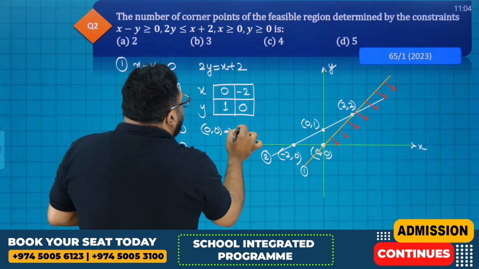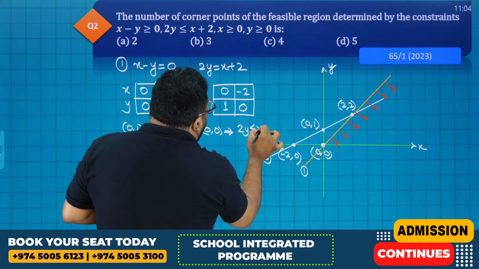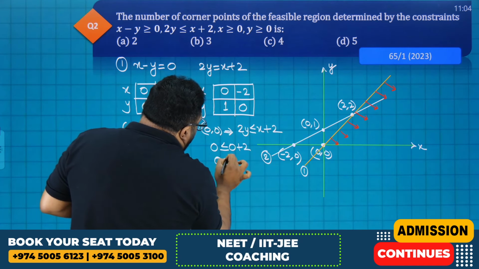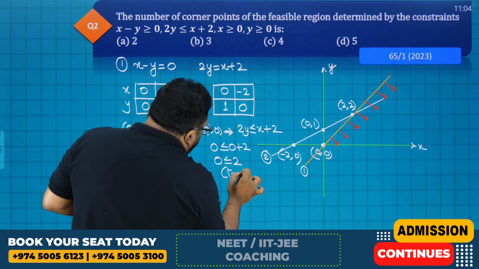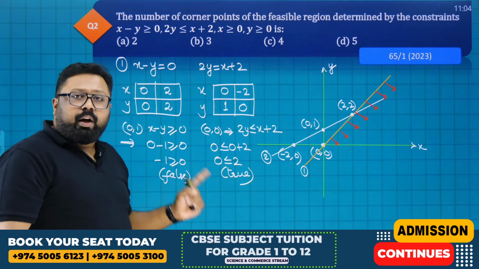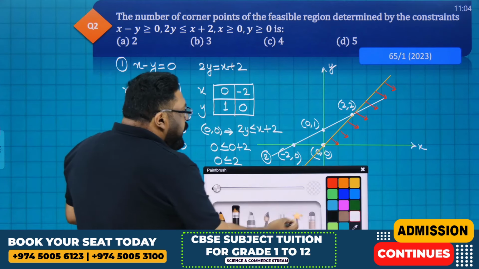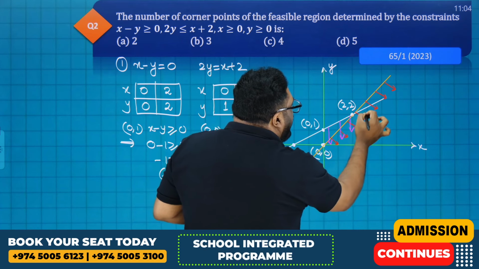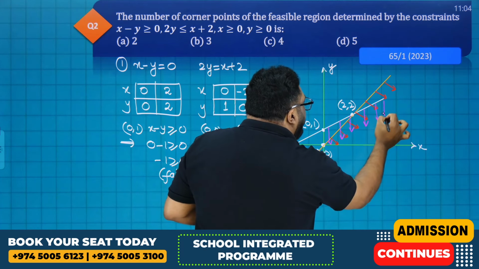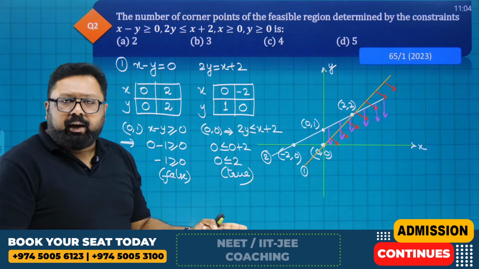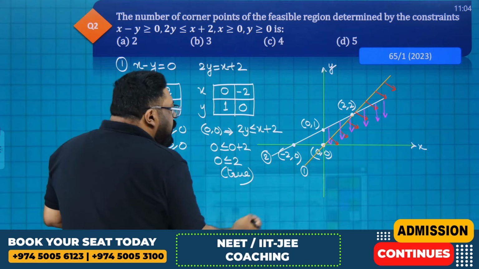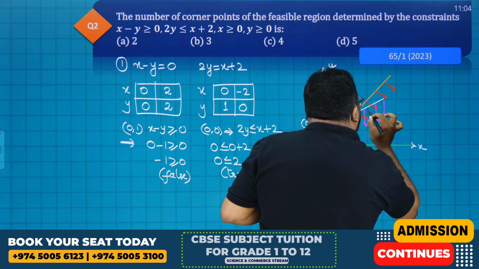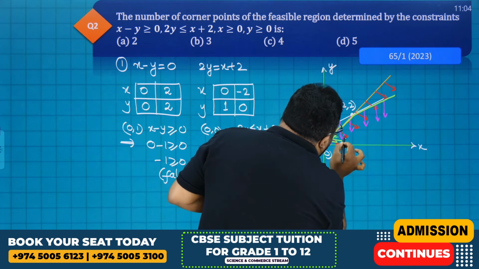So 0, 0 in this equation, 2y is less than or equal to x plus 2, gives 0 less than or equal to 0 plus 2. So 0 less than or equal to 2 is a true condition. So for the second line, shading towards the origin is a true condition. So let us shade towards the origin, okay? And we can see that our feasible region, where both the red and the pink coincide, is very beautifully expressed by this particular region, my dears. It's everywhere on this region.